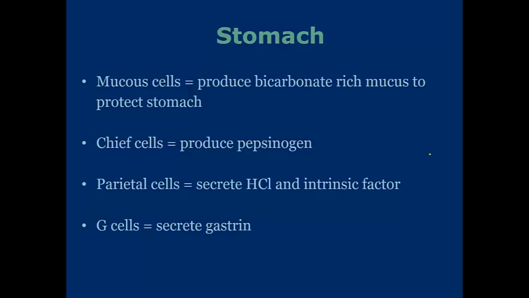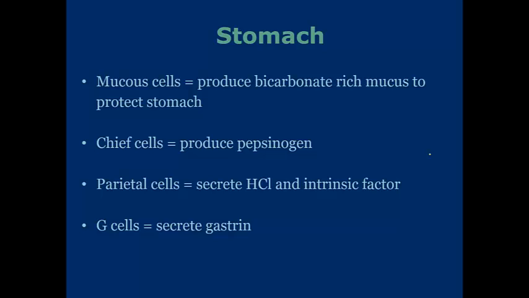The stomach itself produces four different types of cells. Mucus cells produce bicarbonate-rich mucus to protect the stomach lining. Stomach acid is very strong, and if it were to leak from the stomach, it would cause substantial damage to the outside cavity area. Chief cells produce pepsinogen.